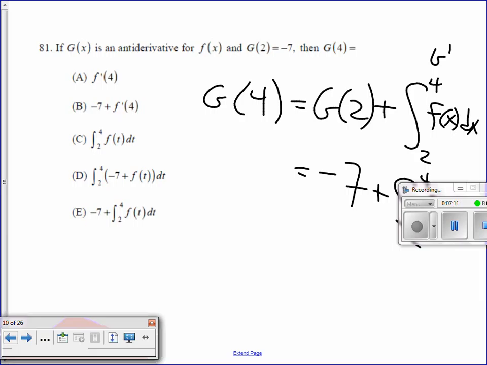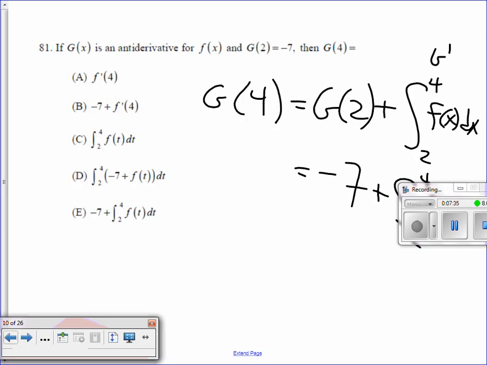Now you have to make sure you understand this, because it's not obvious that that one is the derivative of the other. They say g is an antiderivative for f. So f is the derivative of g. Okay? So you're given the derivative of g. You're given a point on the graph of g. You're given that when x is 2, g of 2 is -7. And you want g of 4.